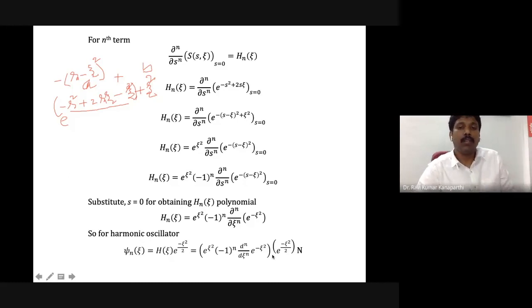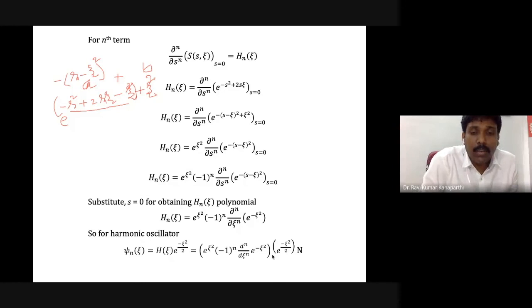Psi of z is equal to N times Hn of z, which is nothing but e to the power z square, minus 1 to the power n. The partial differentiation we can remove, because inside the differentiation we have only a z function. So d to the power n by dz to the power n, multiplied by e to the power minus z square. That is the Hermite polynomial multiplied by the asymptotic solution component, that is e to the power minus z square by 2. What is this N?